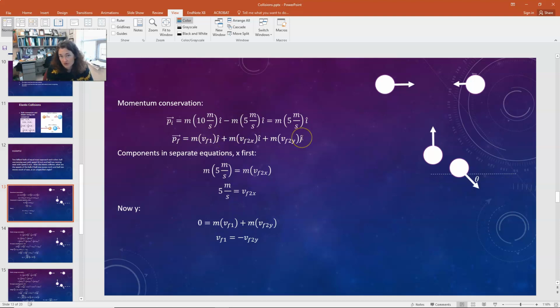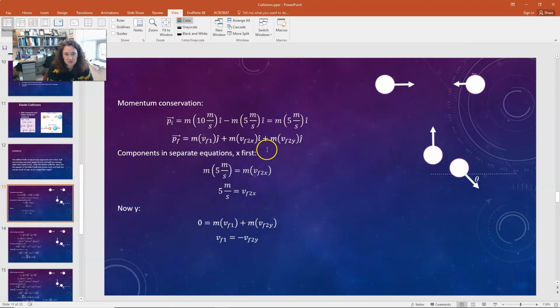Now, the other one is traveling south of east, so I'm going to break its velocity into two components. m times v final 2, the x component, in the i hat, plus m times v final 2, the y component, in the j hat. Now, I don't know what any of the final velocities are, so I've left it in this symbolic form. The nice thing here is that we have x and y components, and those are going to be conserved separately, so I can take them into separate equations.